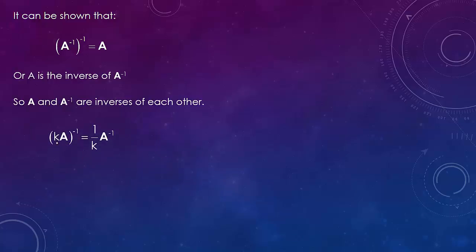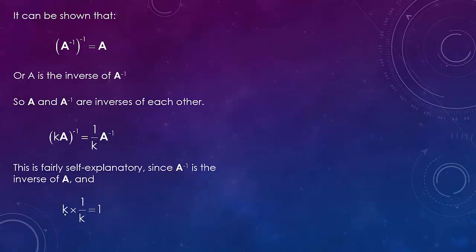Now, (kA) inverse is 1 over k times A inverse. This is fairly self-explanatory, since this is the inverse of A, and k times 1 over k is equal to 1. So the 1 over k here is to deal with the scalar part, and then the inverse of A gives us the inverse for the matrix.